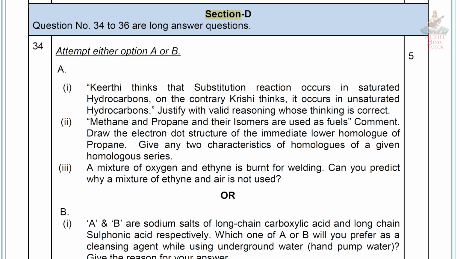Section D. Question number 34 to 36 are long answer questions. 34. Attempt either option A or B. A. First, Kirti thinks that substitution reaction occurs in saturated hydrocarbons. On the contrary, Krishi thinks it occurs in unsaturated hydrocarbons. Justify with valid reasoning whose thinking is correct.